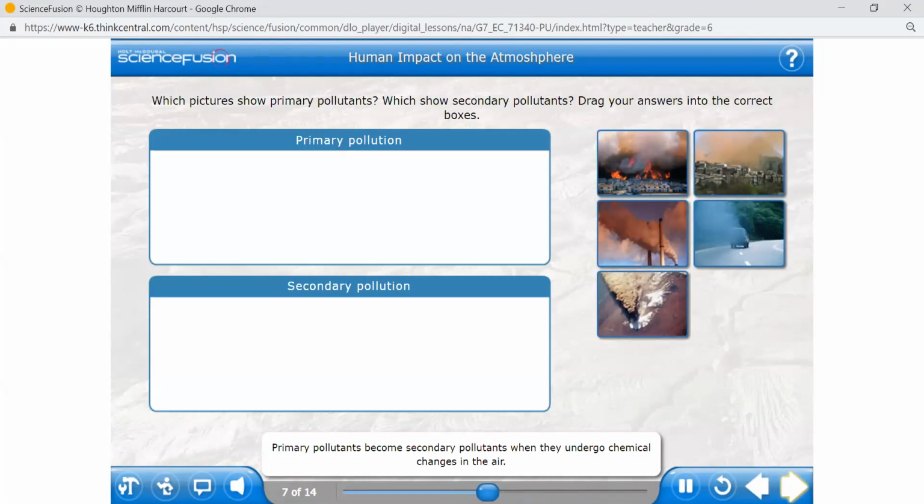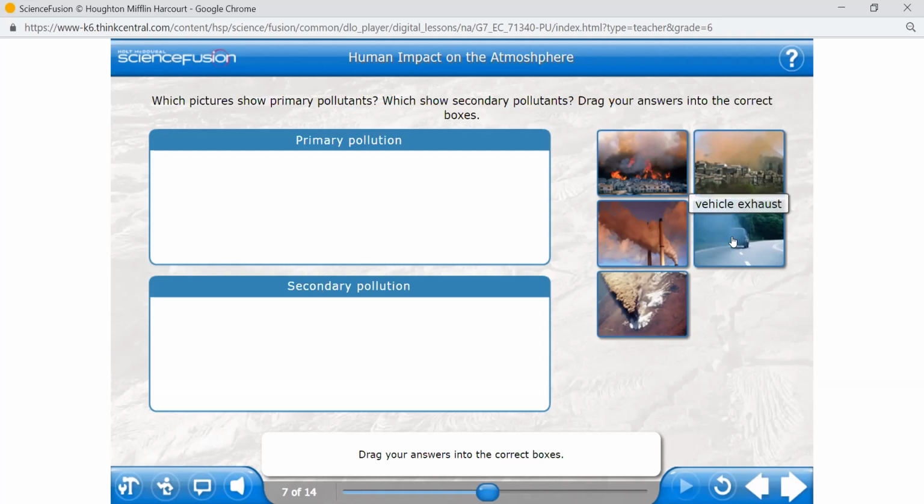Okay, girls. Which pictures show primary pollutants? Which show secondary pollutants? Drag your answers into the correct pollutant boxes. Primary means it directly enters. But secondary, it reacts and makes something.